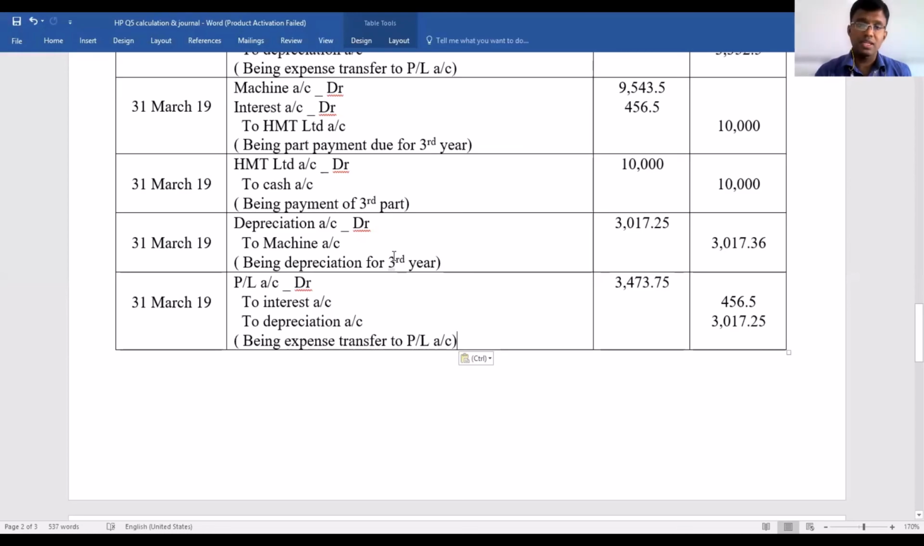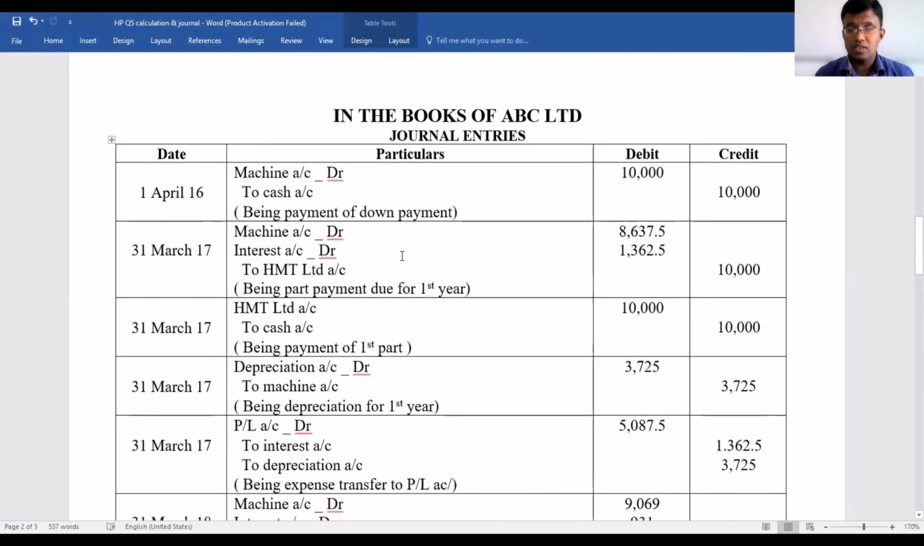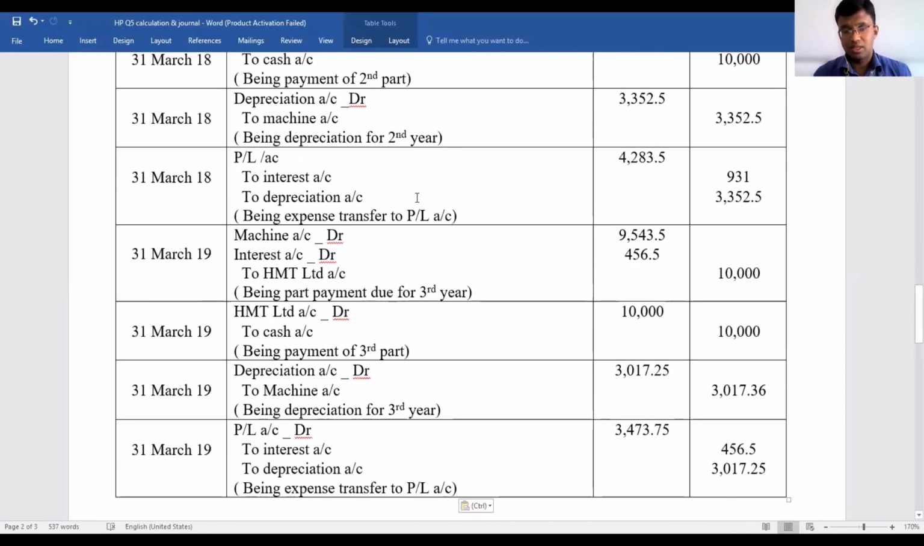So with that, we have completed the journal entries for 3 years according to the asset accrual method. This technique is called the asset accrual method.